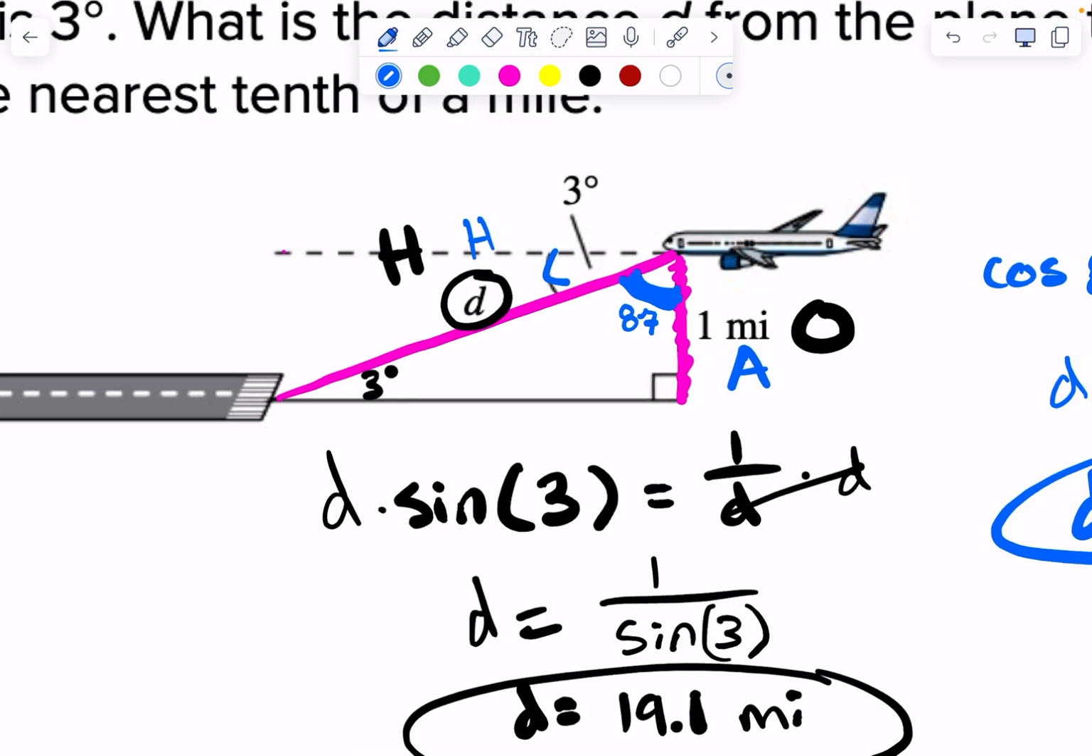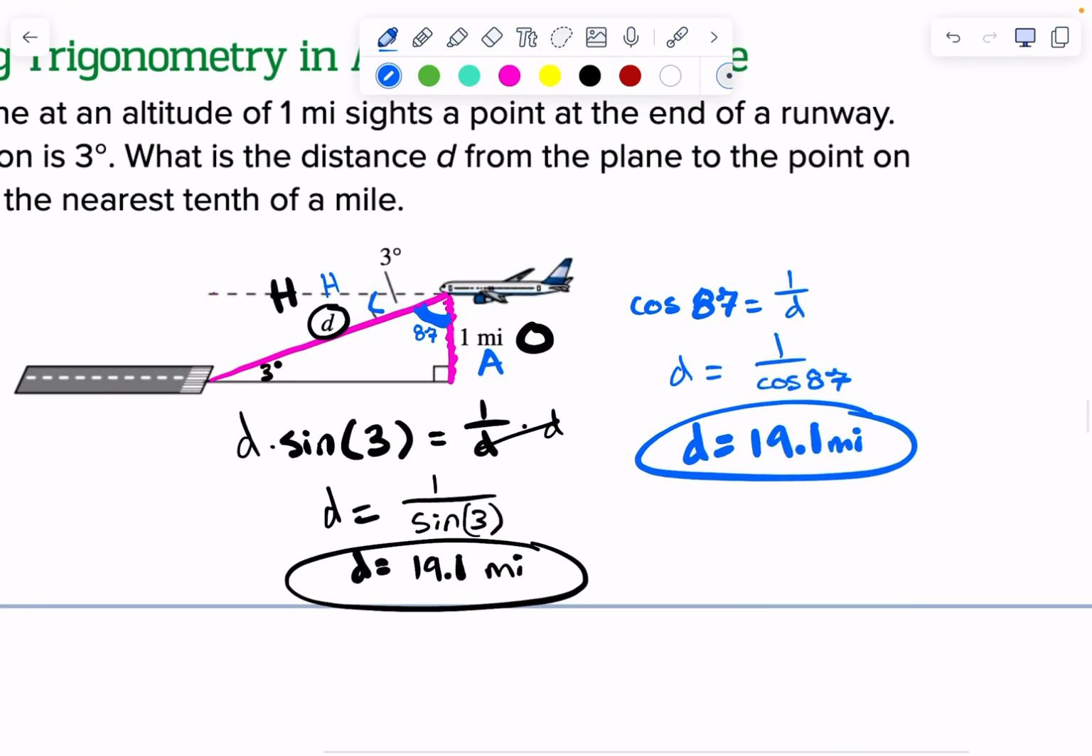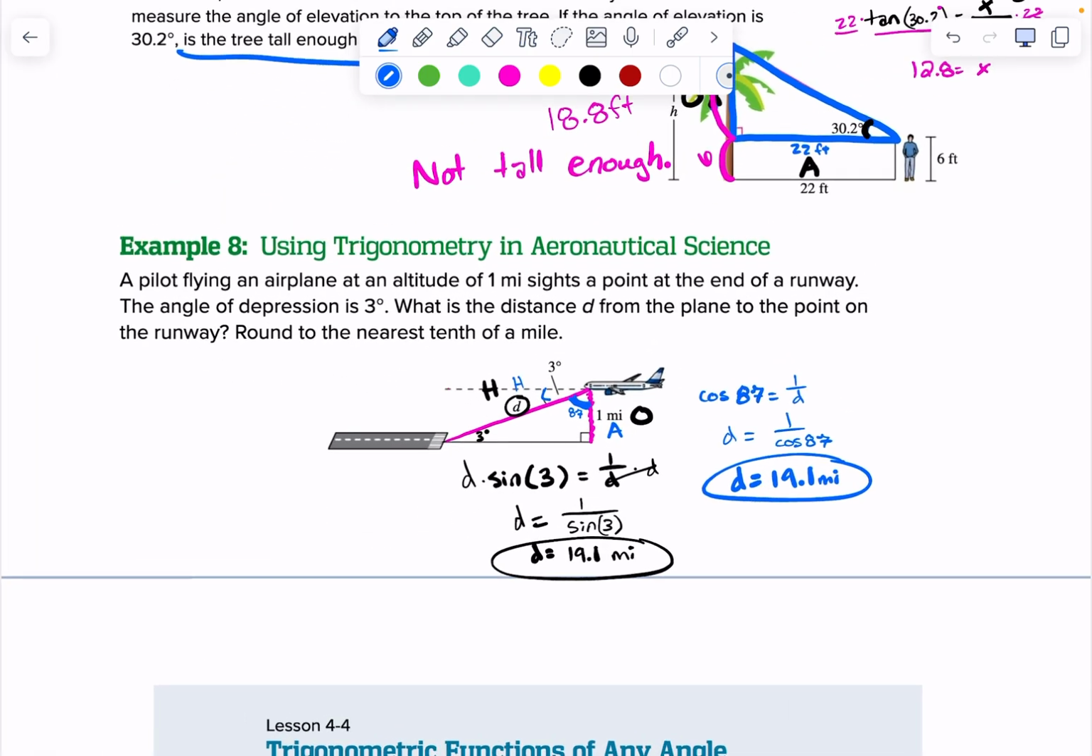Got it? Those are not too bad. This is the nice stuff. Right triangle trig. We like it a lot. It's a lot better. We're done.